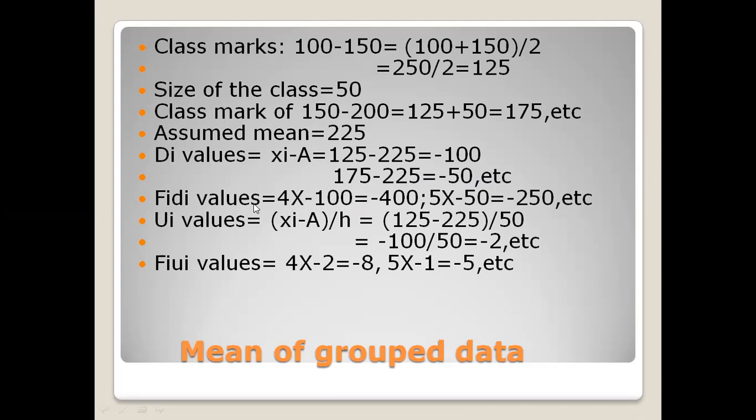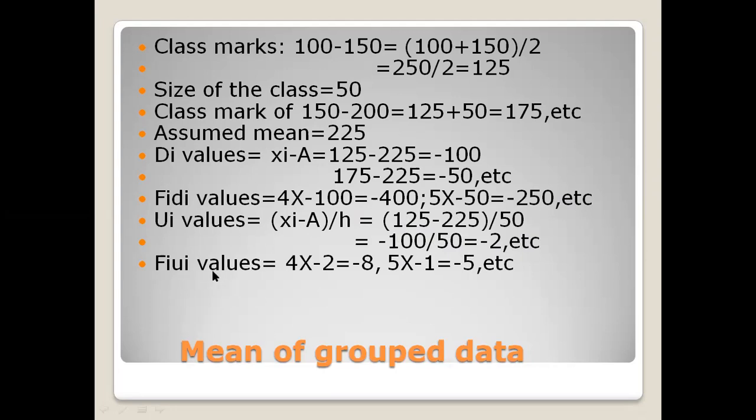Now Fi Di. Multiply first frequency with first Di value. 4 into minus 100 is minus 400. Then second Fi Di value, that is second frequency with second Di value, that is 5 into minus 50, minus 250. Similarly, you have to find out the remaining values also. Now, UI values, Xi minus A by H, that is 125 minus 225 by H, where H is size of the class, that is 50. So, the difference of 125 minus 225 is minus 100, minus 100 by 50 is minus 2. Similarly, you have to find out the remaining UI values.